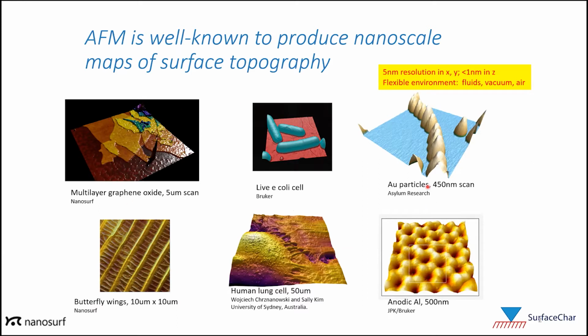So all of these topographic measurements can be done with very high resolution, so 5 nanometers in X and Y, and less than a nanometer in Z, as well as flexible environments, right? That's part of the power of AFM, is to collect high resolution measurements in environments such as air and fluids. We don't have to go to vacuum, where some of the analog electron microscopy measurements are.